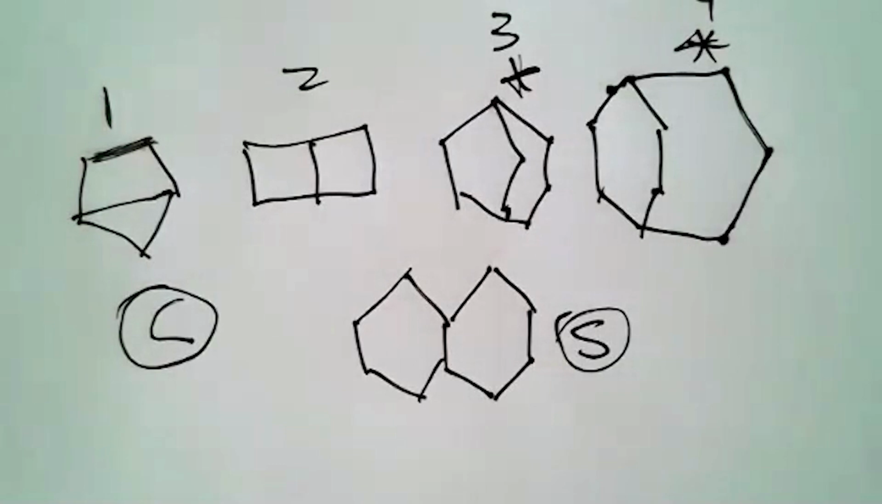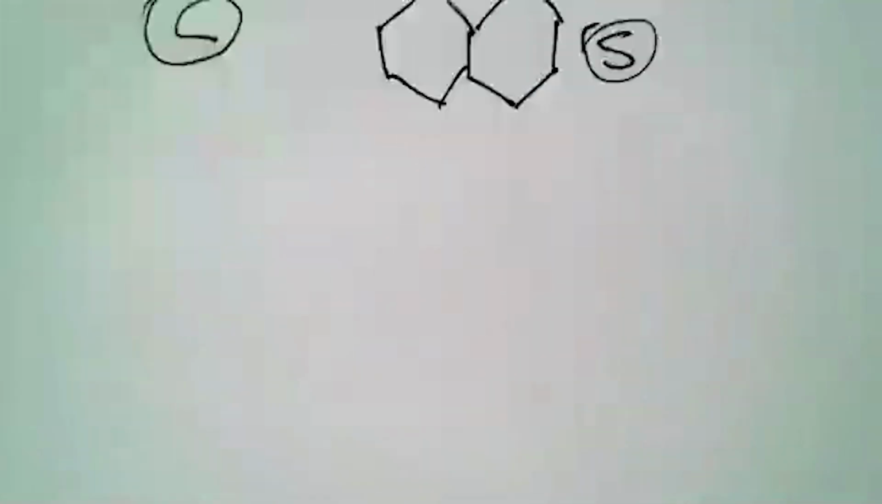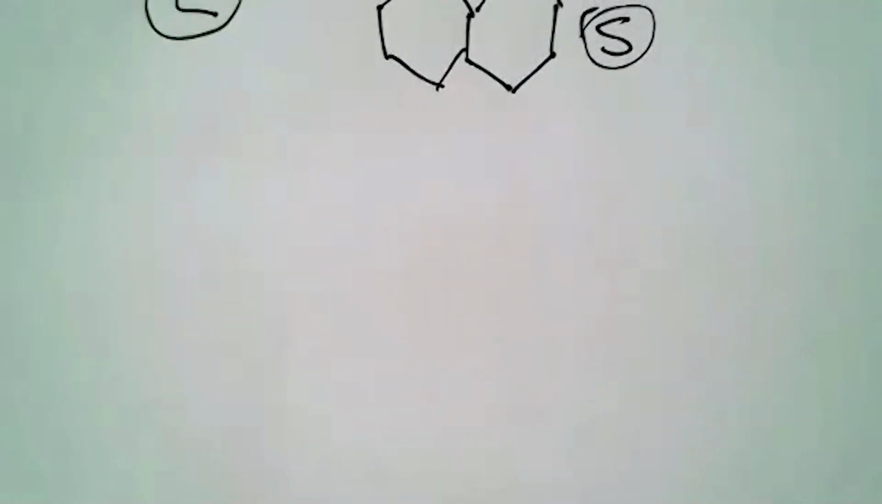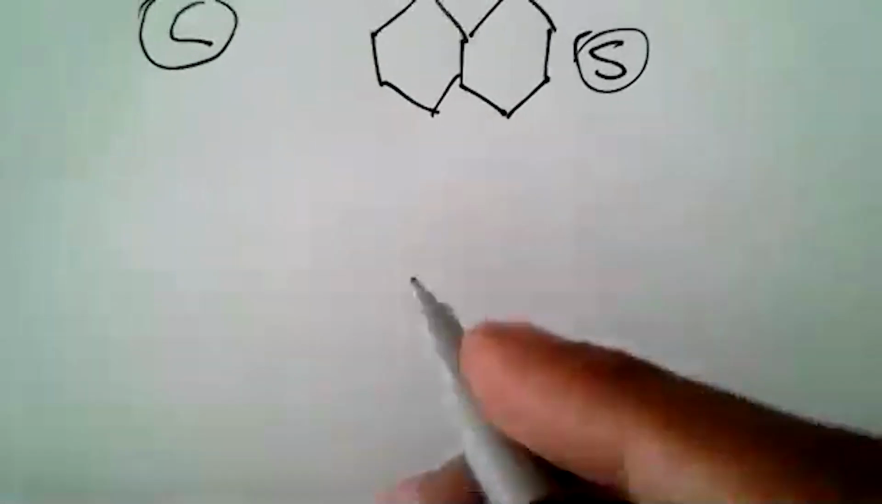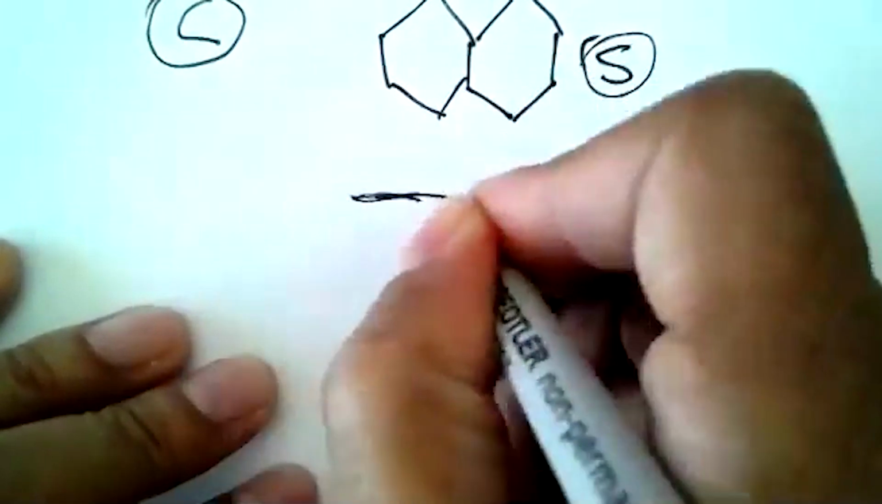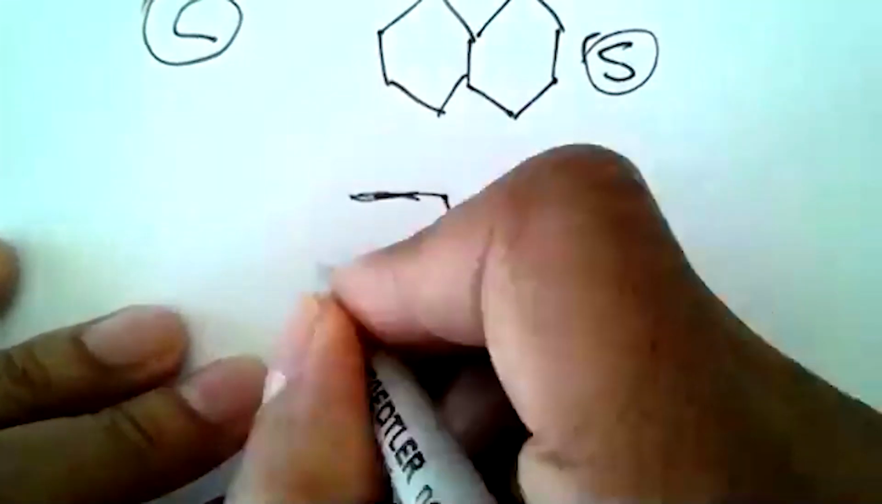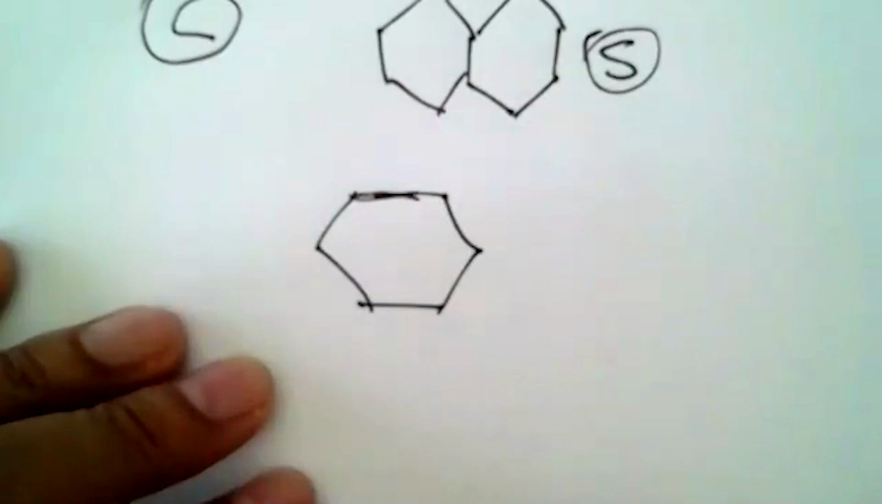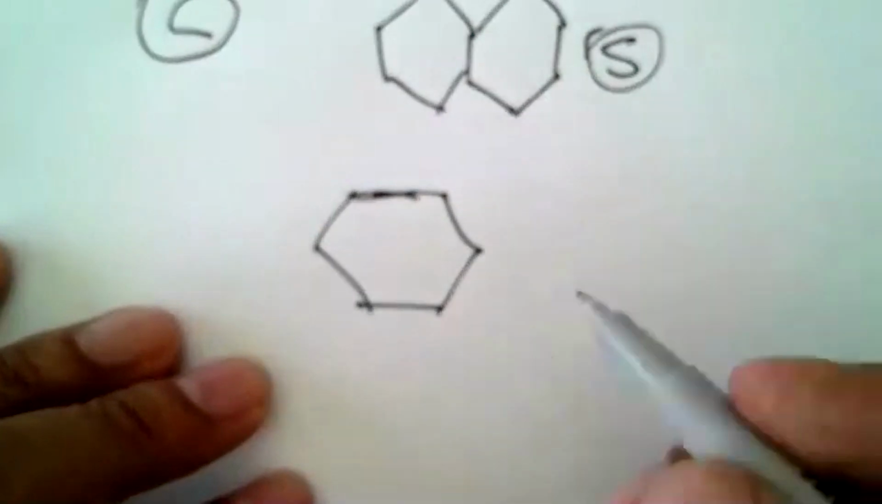Okay, so let's move on to the next question. Name the following compound, and it looks something like this. So what is your answer? A, B, C, or D?